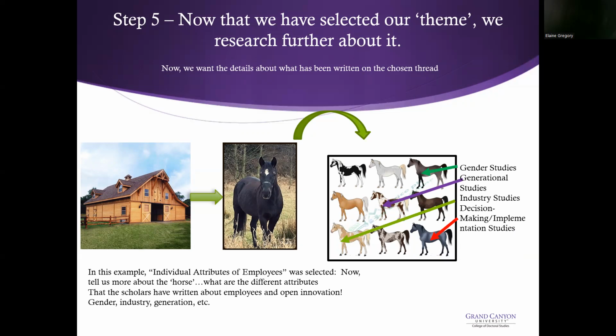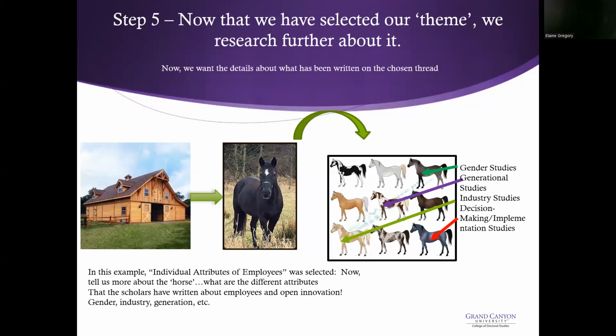Now we want the details about what has been written on the chosen thread of individual attributes of employees. So again, you're only going to research down to that specific silo of literature and tell us about this literature. And to put it in another way, we know that horses come in different breeds, different colors, different genders. And so think of the different types of horses as different types of studies about employees, the individual attributes of employees, and open innovation.